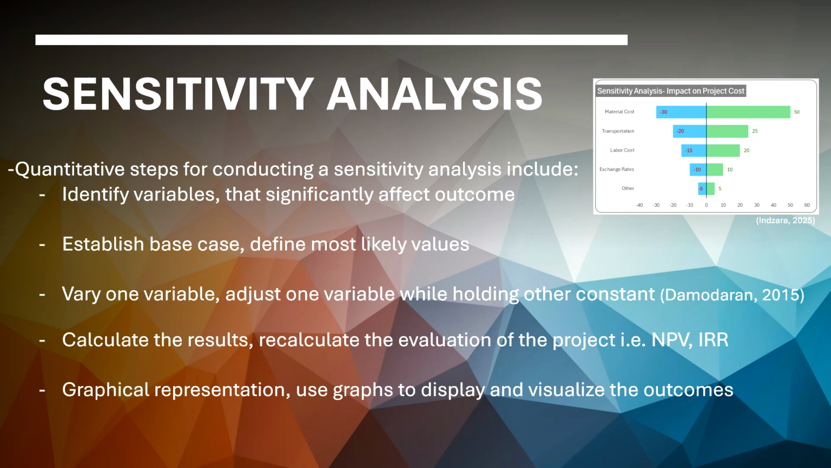We vary one variable at a time while keeping the others the same, then recalculate the output or the value of the project via net present value or profitability index, as previously mentioned. Finally, we have graphical representation, which is the assembly of the data in an easy to display and understand graphic so that financial managers and decision makers can see what variables take the biggest toll on a proposed project.